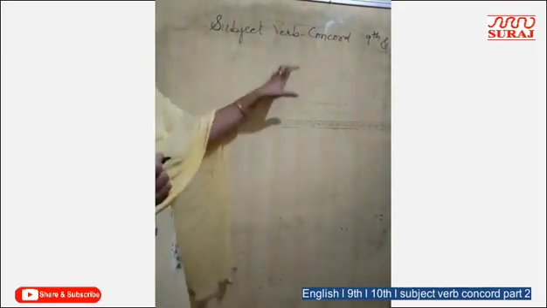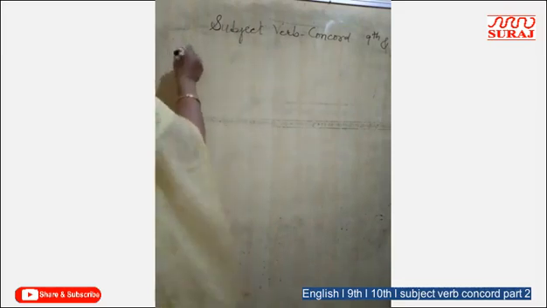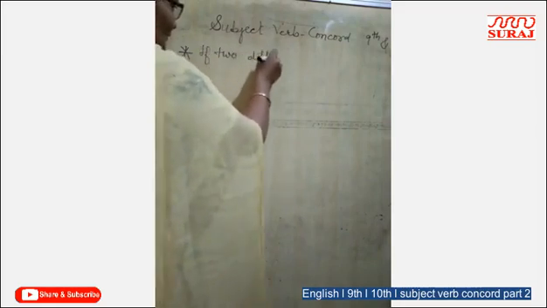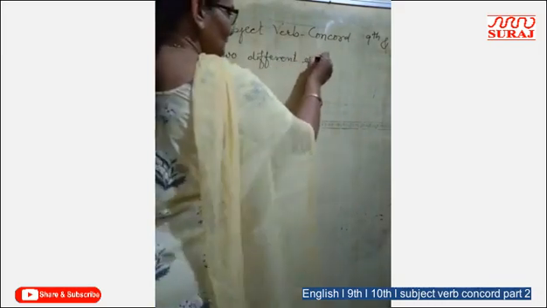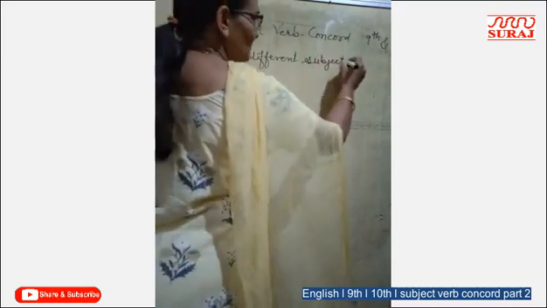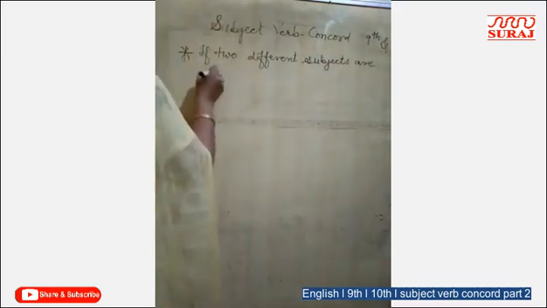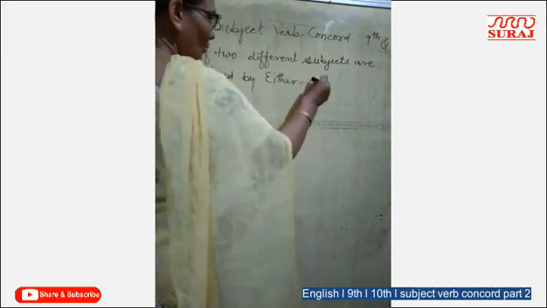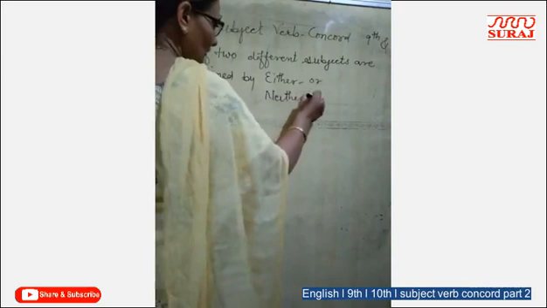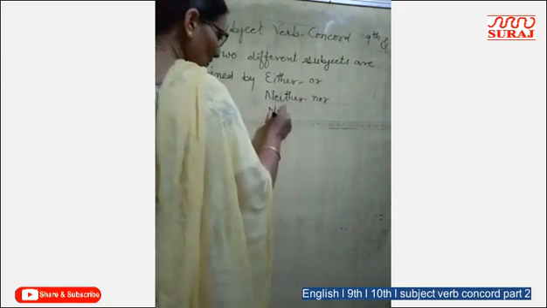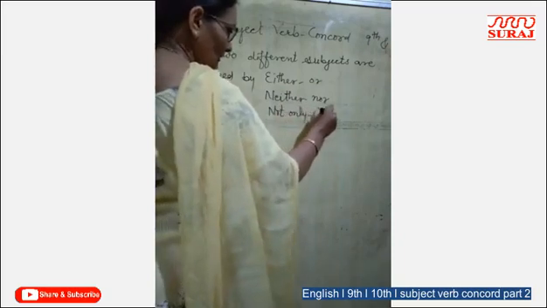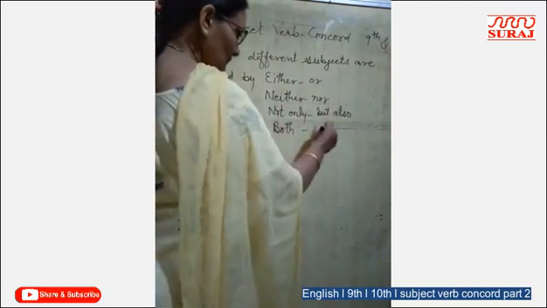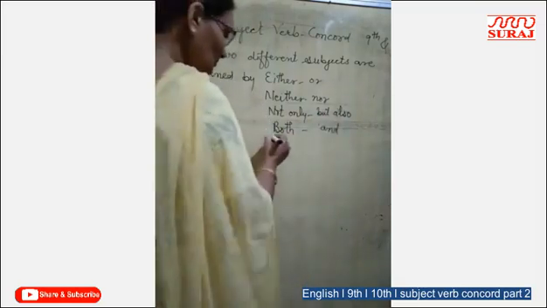So I told you कि verb always follow the subject in number and person. And today we will discuss the next rule in which we will come to know if two different subjects are joined by either or, neither nor, not only but also, both and, etc.